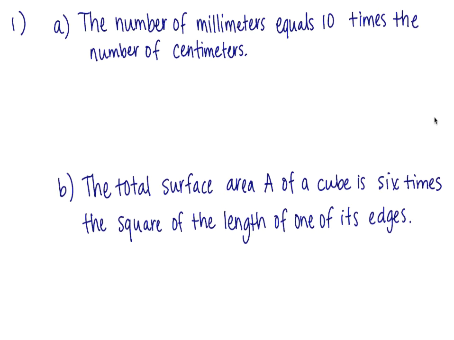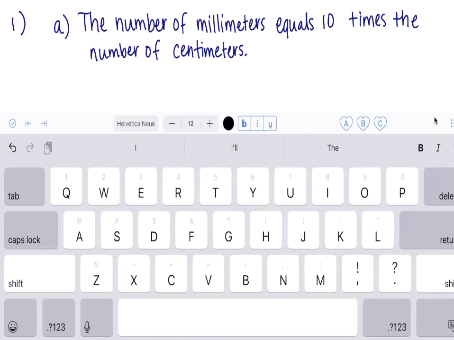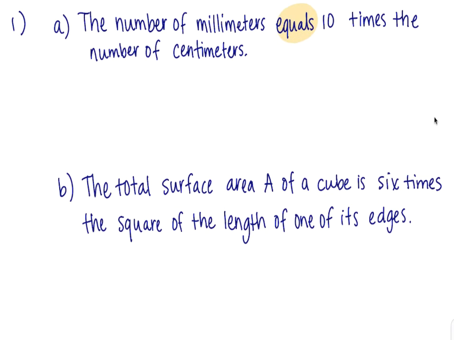Here we are trying to translate words into a mathematical formula or equation. So in part A, we are looking for the number of millimeters, and we know that that will equal 10 times the number of centimeters. So I've highlighted the parts that help us translate this into mathematics. We're told to use m and c as our variables.